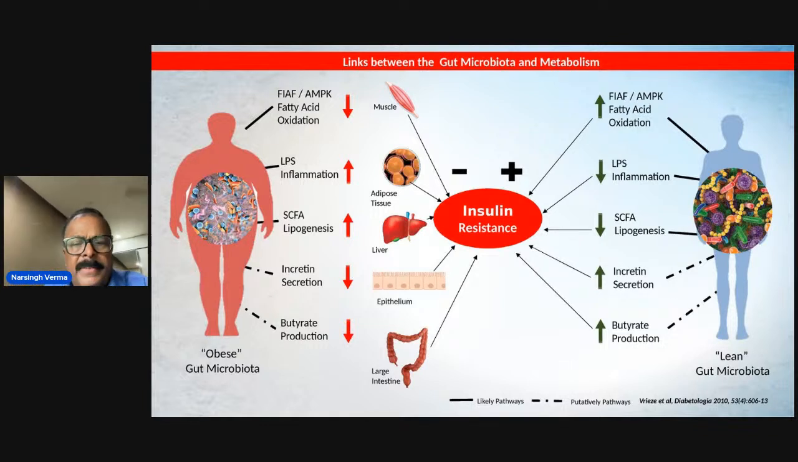Here you can see the insulin resistance. More work has been done regarding insulin and diabetes, and you can see here the link between gut microbiota and metabolism, that the lean gut microbiota, or the gut microbiota which does not allow weight gain, can lead to various intermediate products, like the mechanism that will lead to changes in fatty acid oxidation by the AMPK pathway, and this will decrease inflammation, and the short chain fatty acids will have an impact on lipogenesis as well.